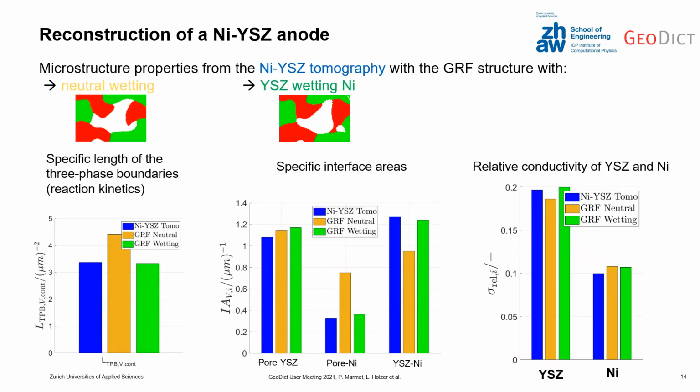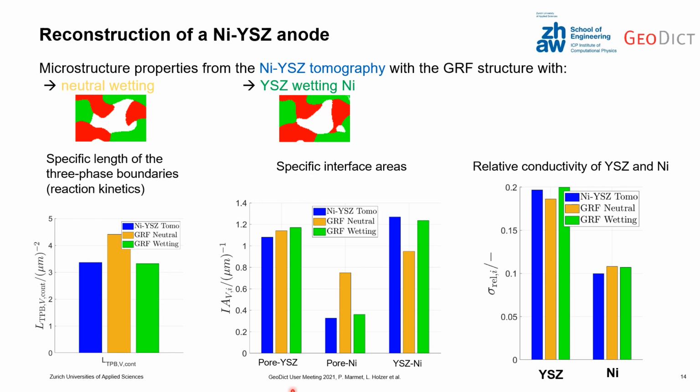In the beginning of this presentation, I emphasized that a good virtual microstructure needs to match the important microstructure properties for a specific application. Therefore, I will now compare for the Ni-YSZ anode the microstructure properties of the tomography, this is here the blue bars, then for the Gaussian random field with neutral wetting, and for the Gaussian random field structure with matched wetting. For the length of the three-phase boundaries, the Gaussian random field structure only matches well if this wetting behavior is taken into account.